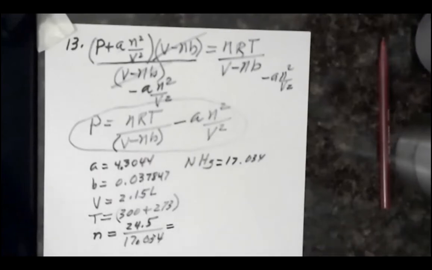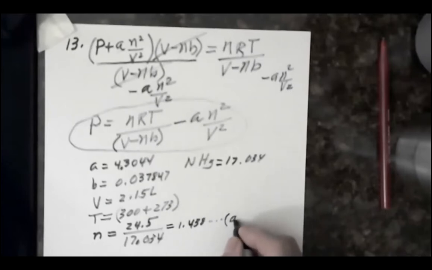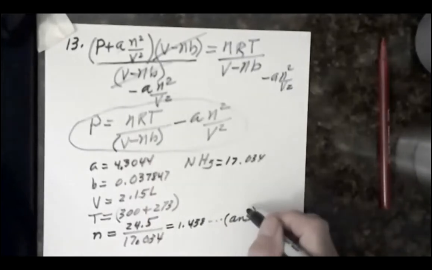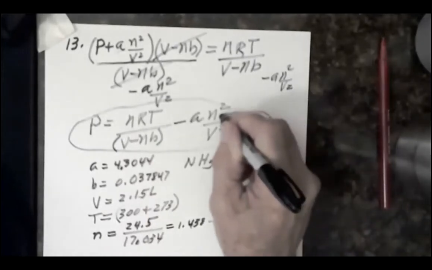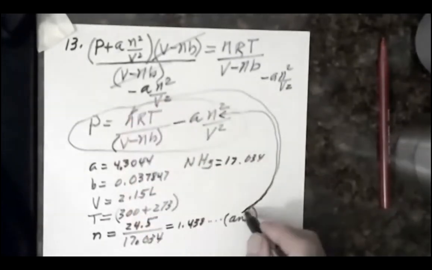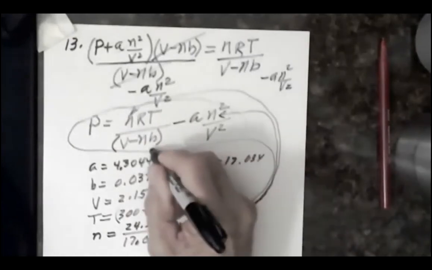And if I take this 24.5, which was the mass, right? Divided by the molecular weight I just calculated. So my N is 1.438 and a whole bunch of digits. But I'm just going to say that's the answer that's on my computer screen. So everywhere I've got an N, I'm going to take that N and put it right there, and right there, and right there.